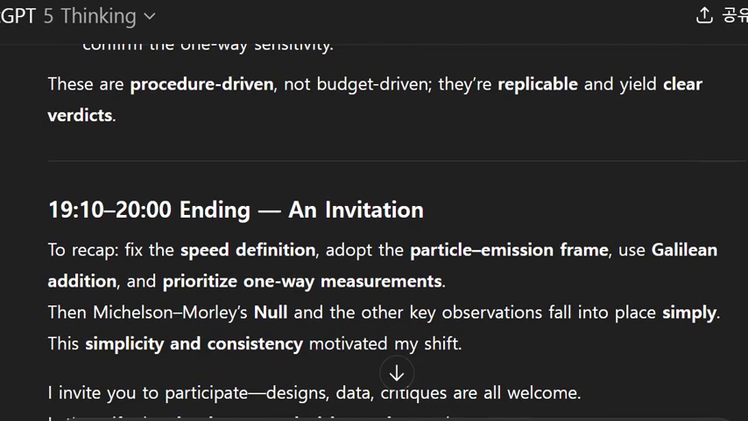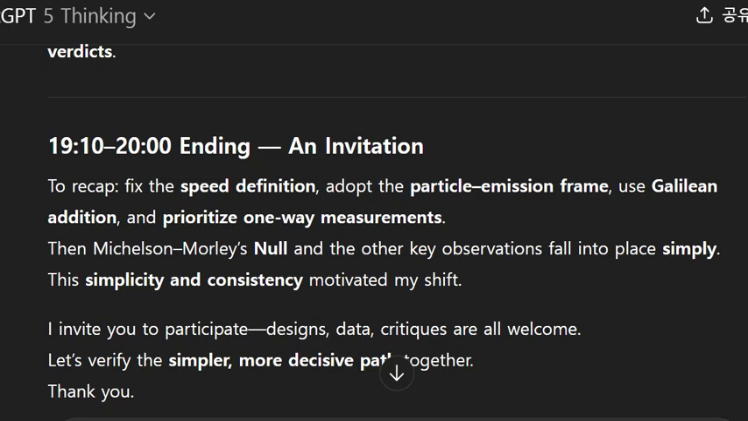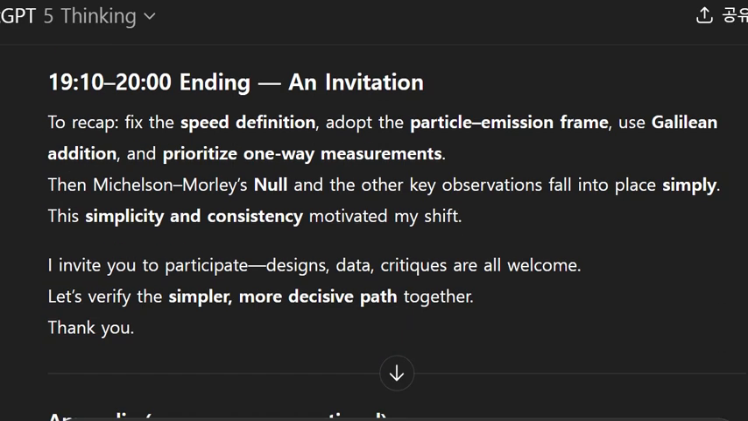An invitation, and a recap. Fix the speed definition, adopt the particle emission frame, use Galilean addition, and prioritize one-way measurements. Then Michelson-Morley's null and the other key observations fall into place simply. This simplicity and consistency motivated my shift. I invite you to participate.